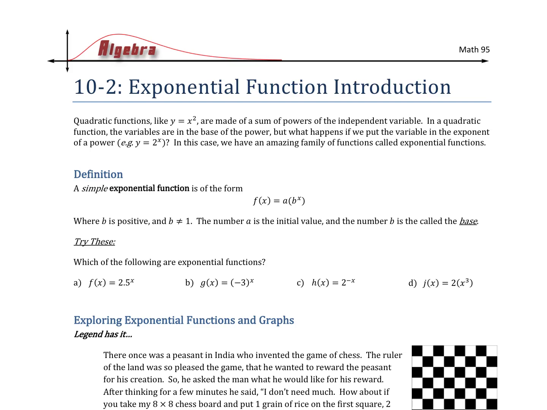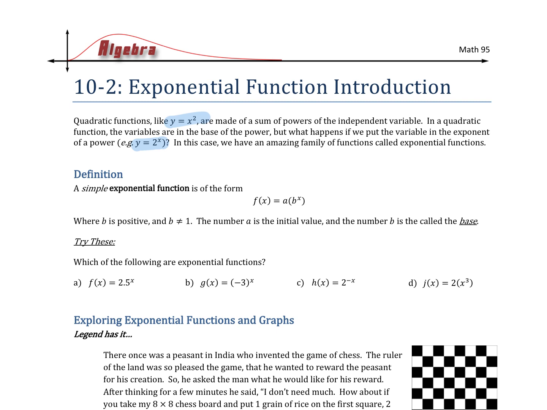In this lesson, we're going to investigate exponential functions and see how they behave. We've worked with quadratic functions like y equals x squared, where we got a variable to a second power. But what happens when we flip that around and we put the variable x in the exponent? Well, this becomes an exponential function.